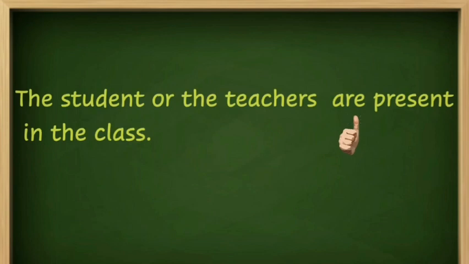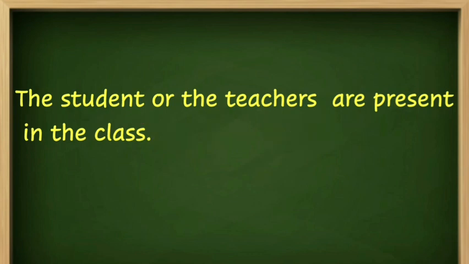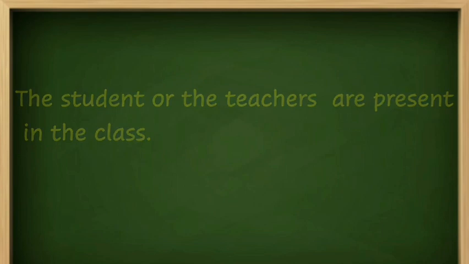Now, what is the rule behind it? The rule says, when a compound subject contains both a singular and a plural noun or pronoun joined by or, nor, the verb should agree with the part of the subject that is closest to the verb. This is also called the rule of proximity.